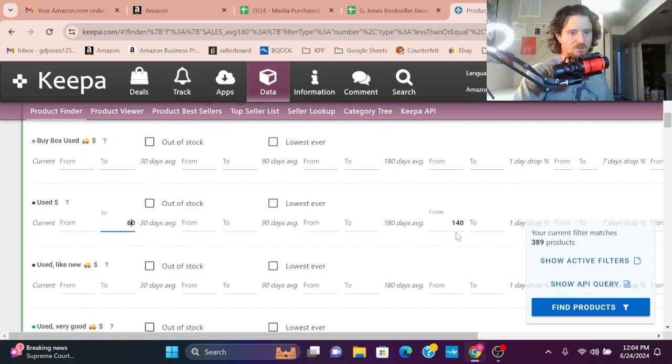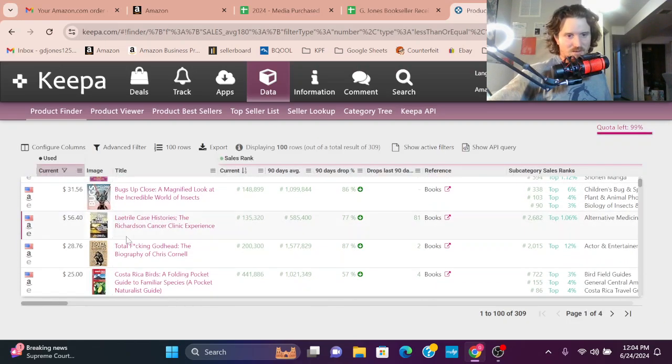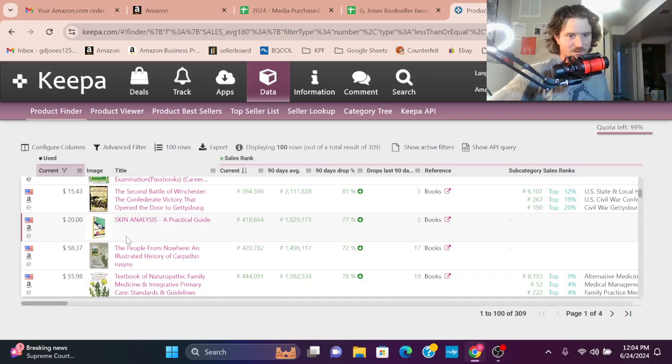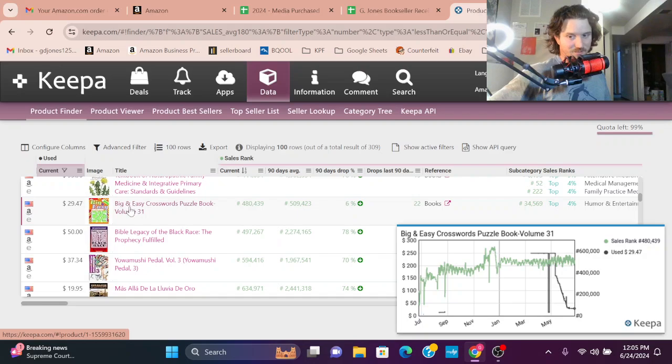But now we're going to drop this down to actually 160, or sorry, 60, and then we're going to see that brings that down. We're going to see what we can find off of that. It's going to be a lot of the same books. Like this one, I just bought it, and it was a good one.